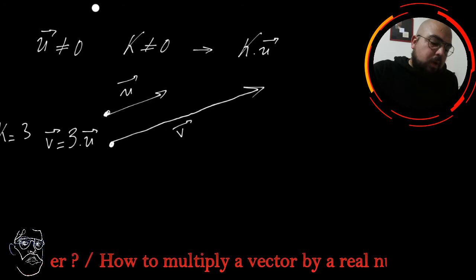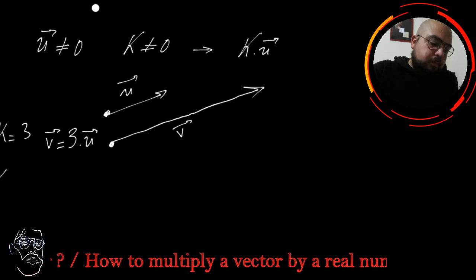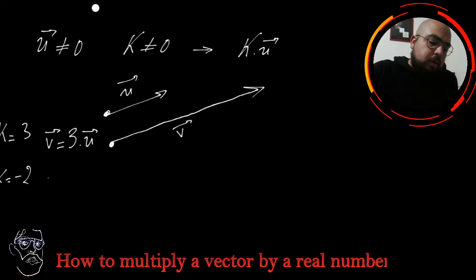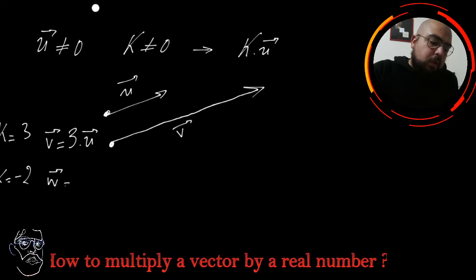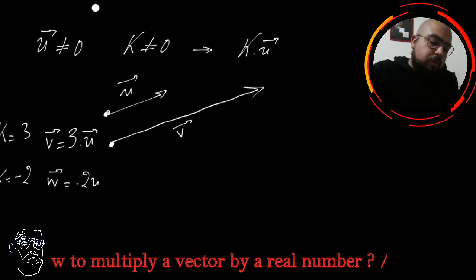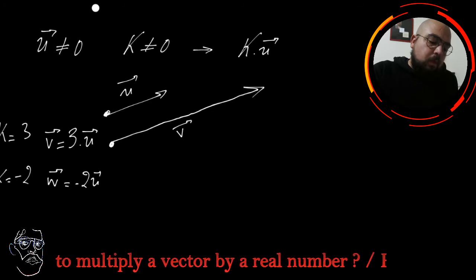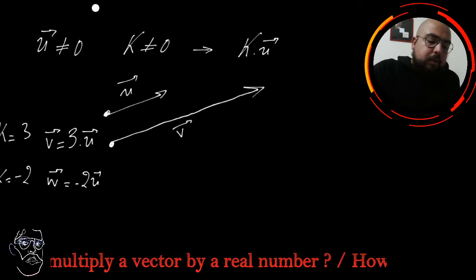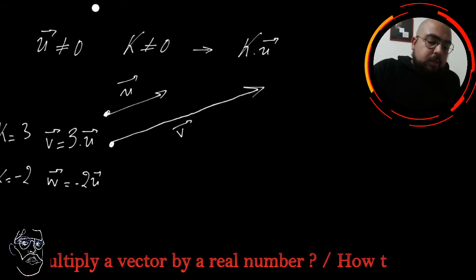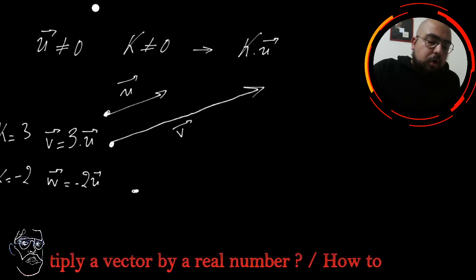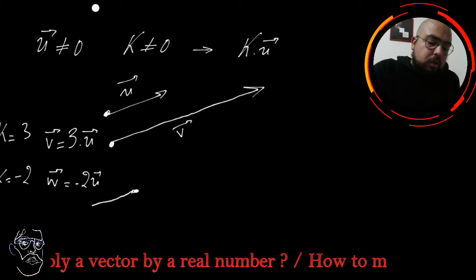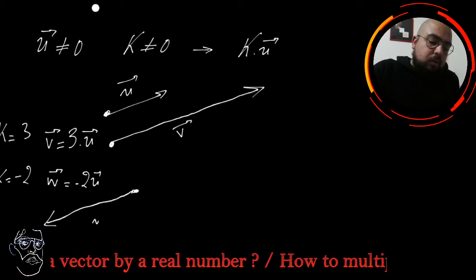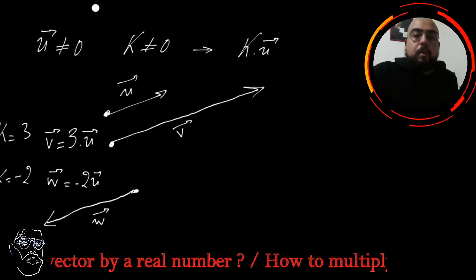Now what if k was equal to -2? We will have a new vector w, which is equal to -2u. In this case you will have a vector which is represented in the opposite direction, and it has a magnitude which is 2 times the vector u. So this is the vector w.